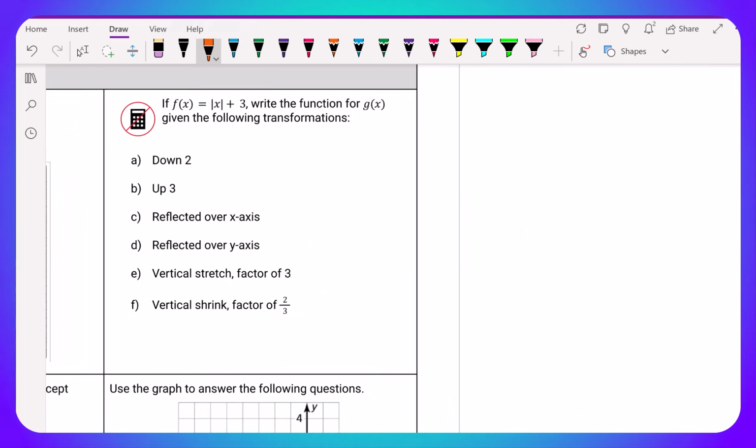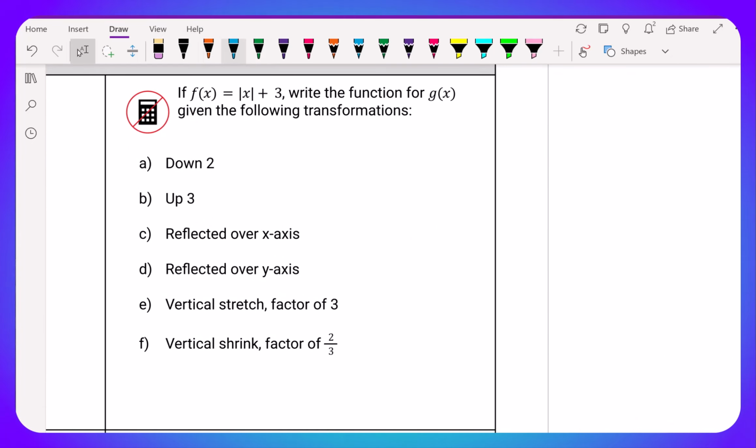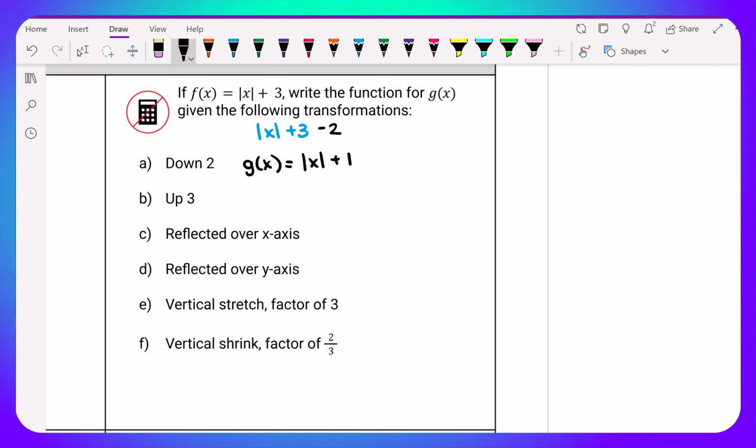Okay, question 2, or the next one right here, also does not have a calculator. What we're going to do is we're going to change this absolute value of x plus 3 to reflect all of these transformations. So if I wanted to move this thing down 2, I would take away 2. So final answer would be, and I've got to use g of x, absolute value of x plus 1 because I have to add these two together.